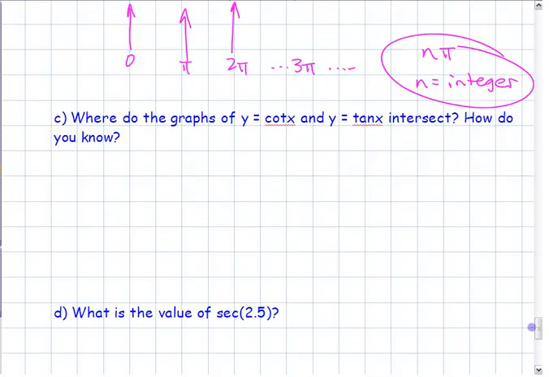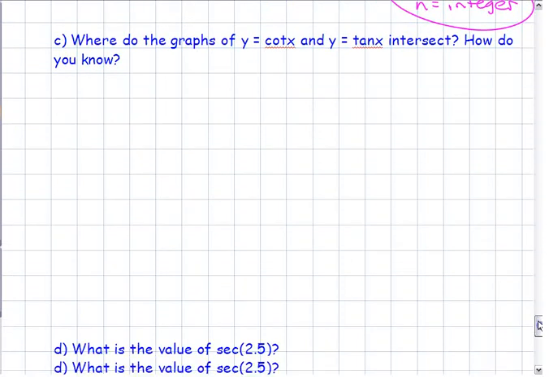Where the graphs of cotangent and tangent intersect, well, you could draw the two of them. At this point is probably the best strategy. You should probably know, though, you can think about it from the triangles. We'll make that connection in a second. Let's draw the graphs first. See if we can see what they look like.